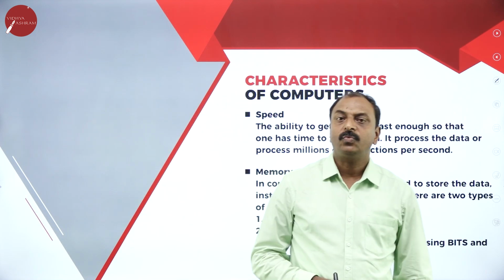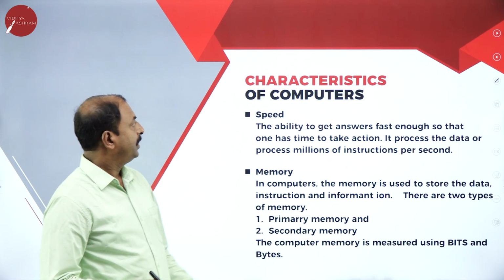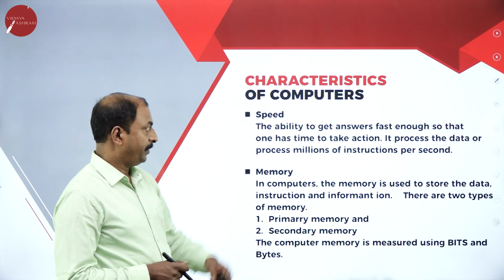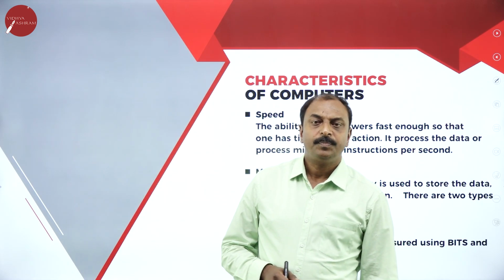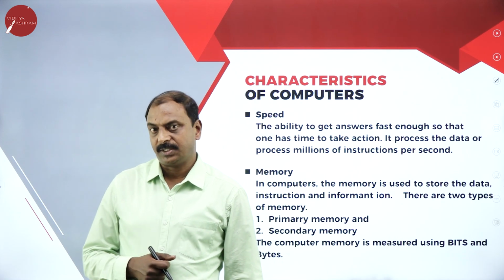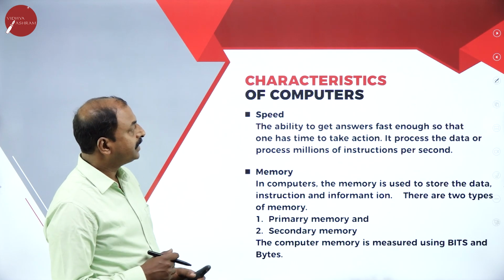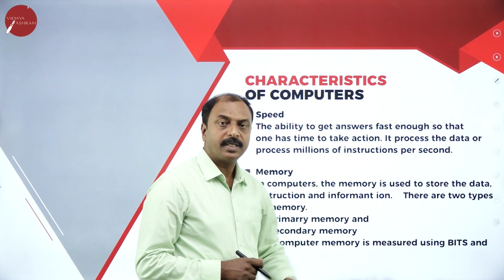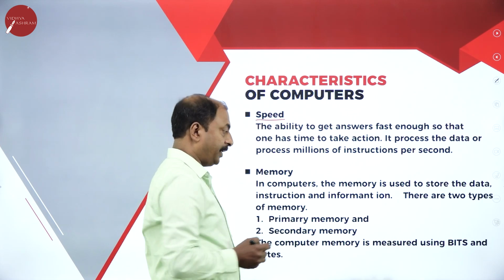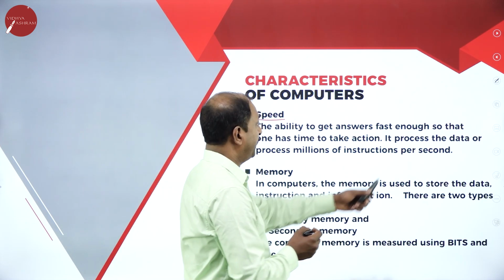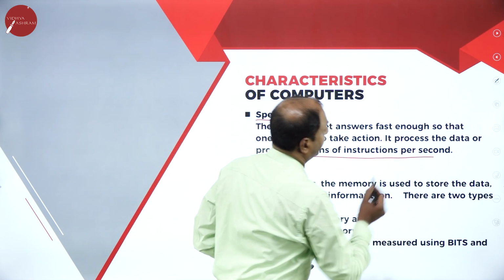Now, let us see what the characteristics of computer system are. Here, the first characteristic is speed. What is the meaning of the word speed? Here, the computer does work very fast. As compared to human beings, the computer does all different types of work very fast. That is the meaning of the word speed. It processes millions of instructions per second.